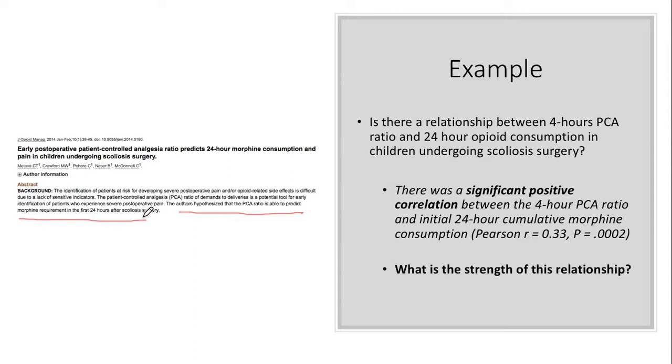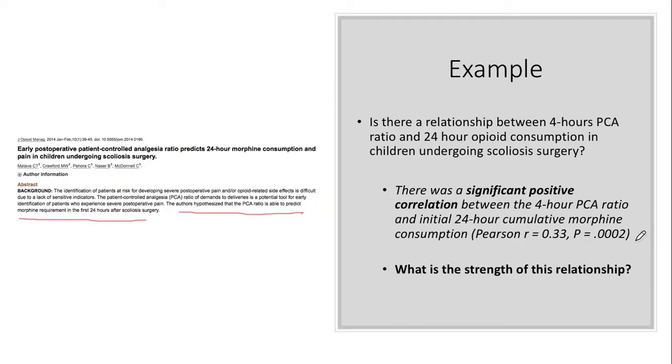So if I read that, when I'm looking at their analysis or their results, I'm probably going to look for some sort of a multiple regression. However, many times before they get to doing a multiple regression, they're going to do simple correlations and many times present that data in their results section. So what I did here is I wrote out a potential question, and I pulled this from their results. And what they said was there was a significant positive correlation between the 4-hour PCA and its initial 24-hour cumulative morphine consumption. The Pearson R, or the R value, was 0.33, and you see it was statistically significant.